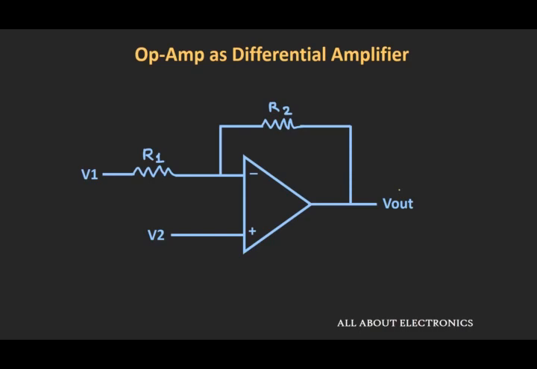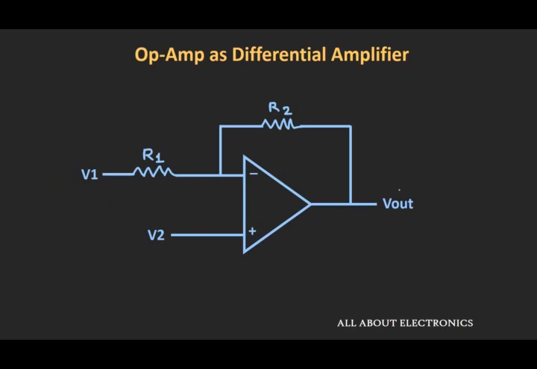So now if you closely look at this configuration, it is the combination of the inverting and the non-inverting configurations. If you consider this voltage source V1 alone and consider this voltage source V2 as 0, then it will be the inverting configuration. Similarly, if you consider only this voltage source V2 and consider V1 as 0, then it will be the non-inverting configuration. So this configuration is the combination of the inverting and the non-inverting configurations.